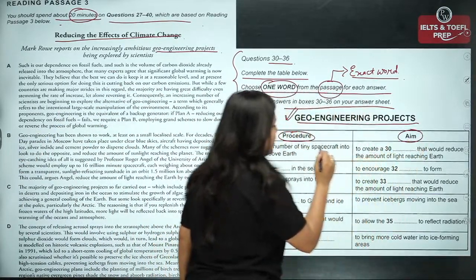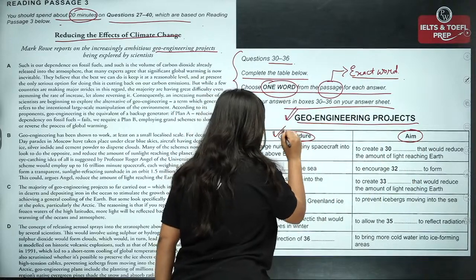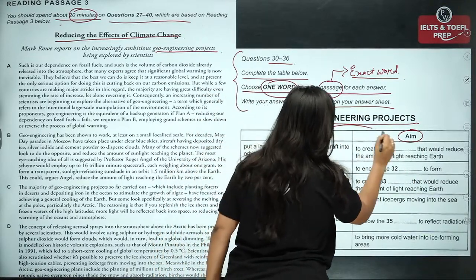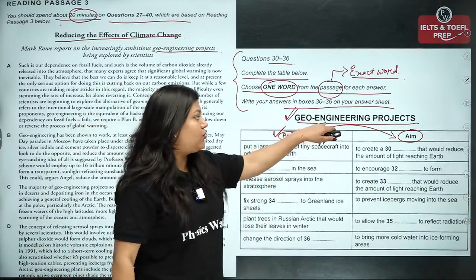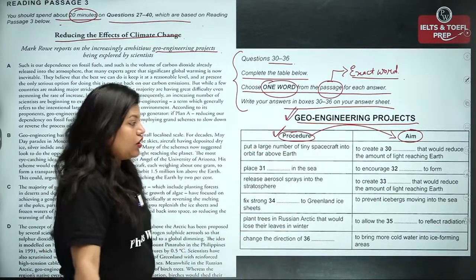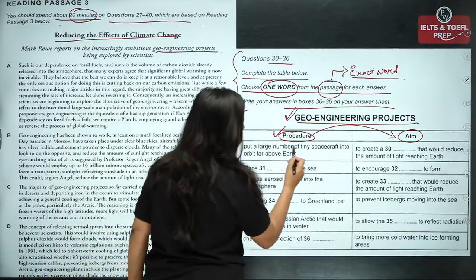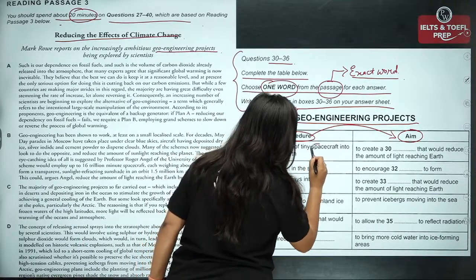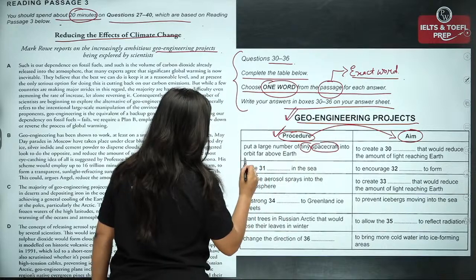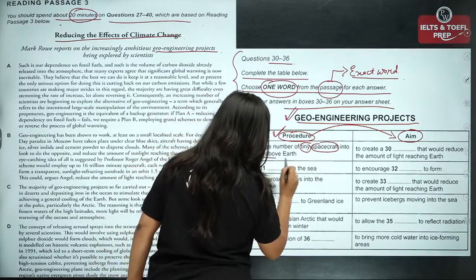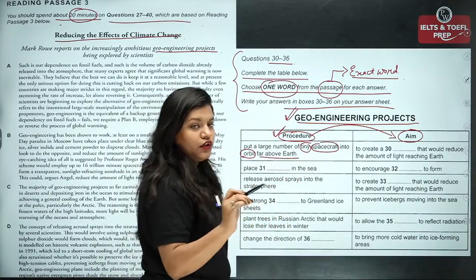So it means that whatever we are going to do over here, we need to make sure that we are achieving this aim with respect to this project. Chalo, shuru karte hain. Put a large number of tiny spacecraft into orbit far above Earth. Okay, so this is going to be the procedure.